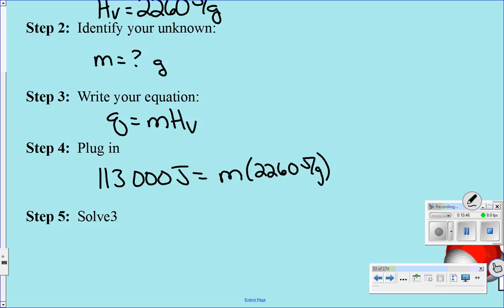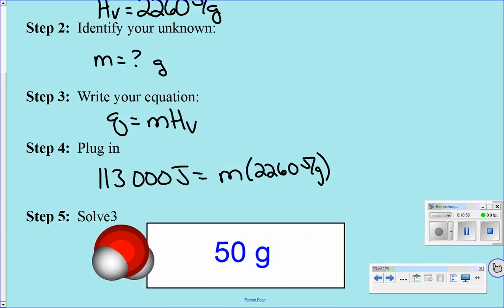So again, we're going to be dividing here. 113,000 divided by 2,260. And this gives us a mass of 50 grams of water. And this should actually have 3 sig figs in it. So this should actually be, with proper sig figs, 50.0 grams.